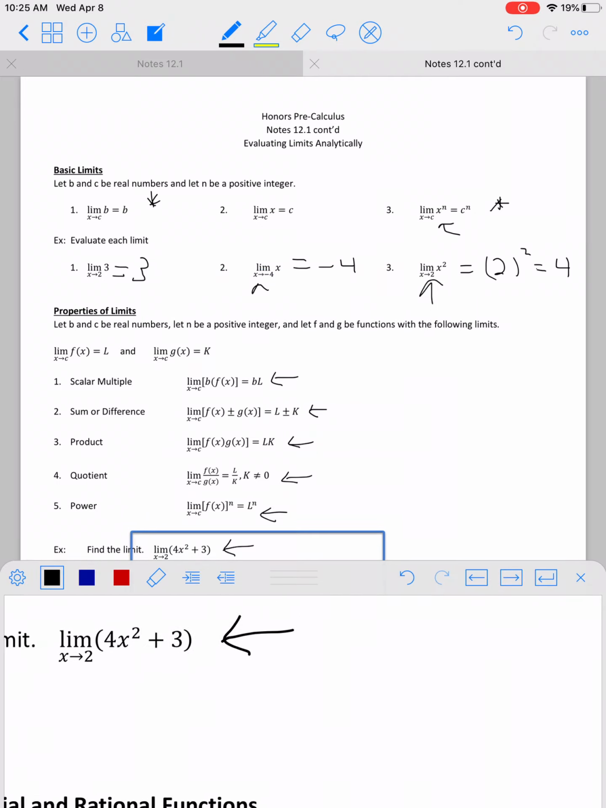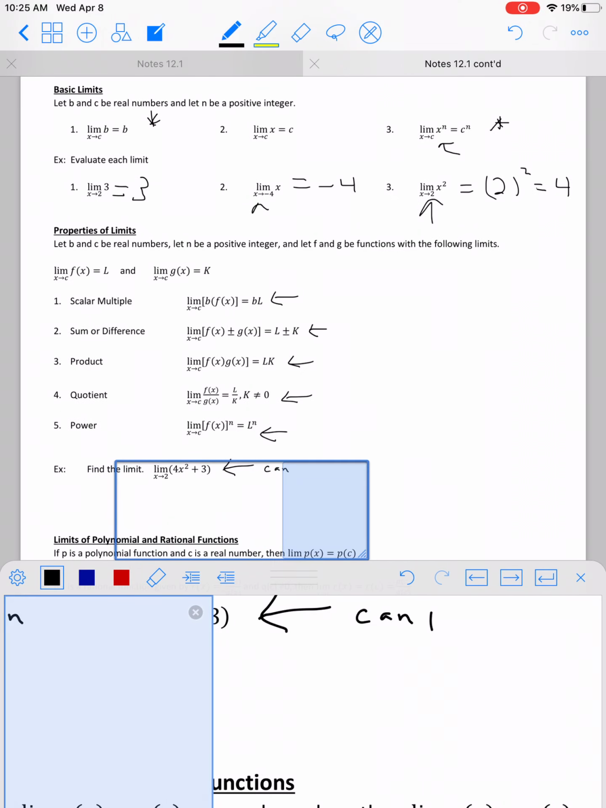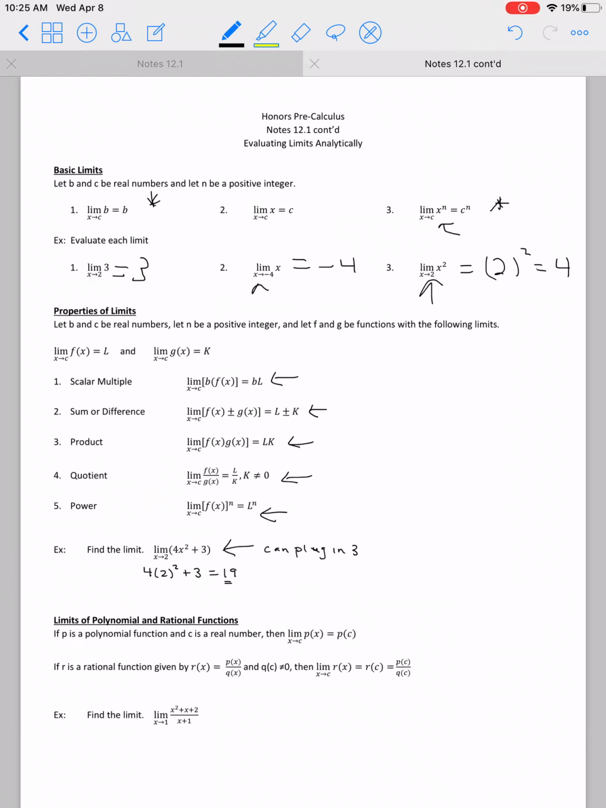So if I go down to this one right here, I can plug in, and when I do that, I get 4 times 3 squared plus 3. Oops, sorry, I'm plugging in a 2 there. So it's going to be 4 times 2 squared plus 3, and that's going to be 19. So the limit is 19, and that 19 is actually the y coordinate of that point on the graph.